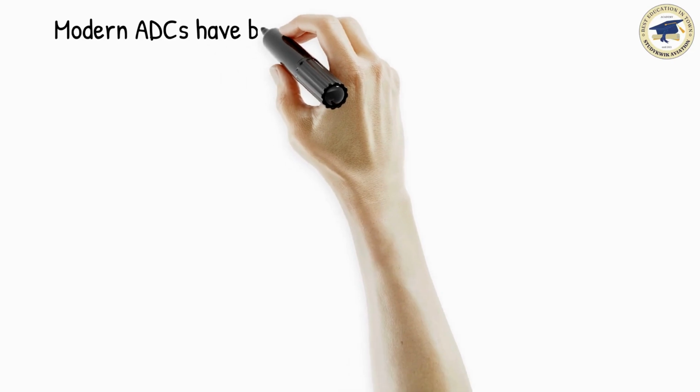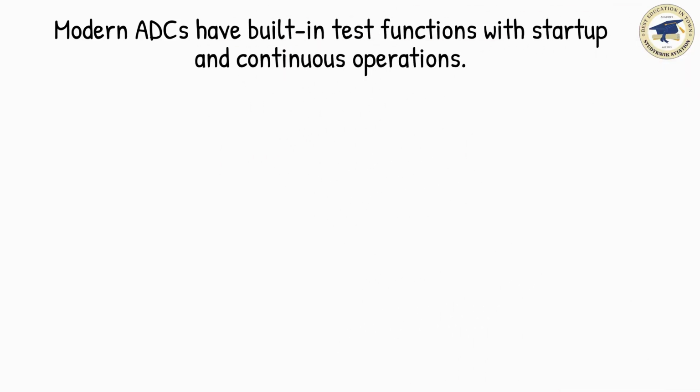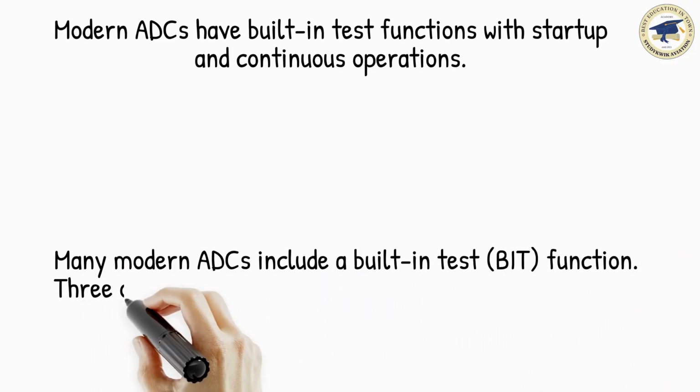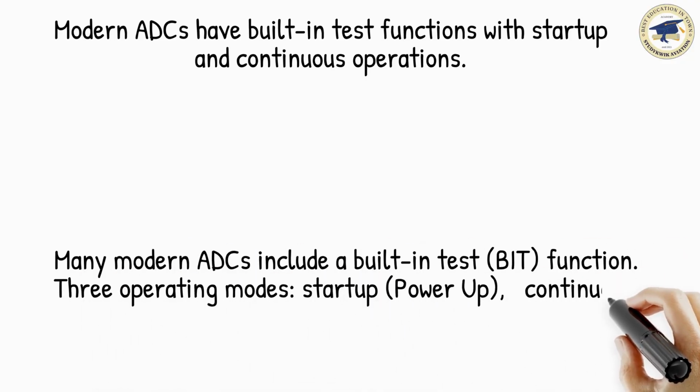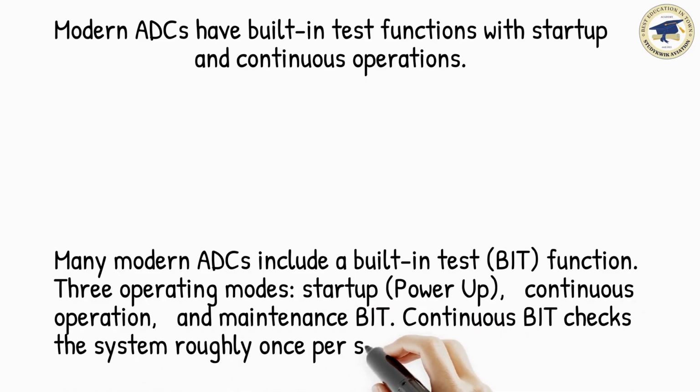Many modern ADCs include a built-in test, BIT function. There are 3 operating modes: start-up, power-up, continuous operation, and maintenance BIT. Continuous BIT checks the system roughly once per second during flight.